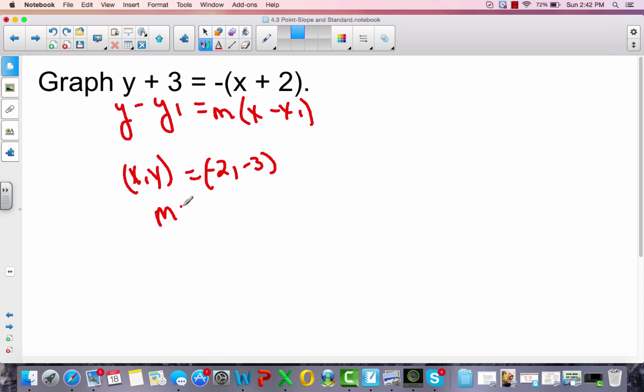And the slope is, well, what is the slope? All you see is a negative there. A negative what? In multiplication, whenever there's nothing there, that means there's a 1 there. So that means that's negative 1 is your slope. So now we can come over here and graph. We go to negative 2, negative 3. And our slope is negative 1, so that means we go down 1 and right 1. And we can draw our line. And we've got our slope. We've got our line.